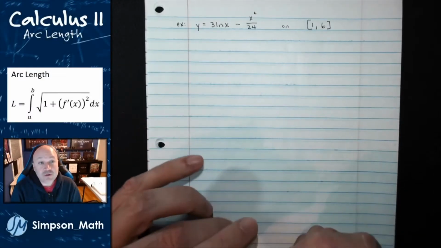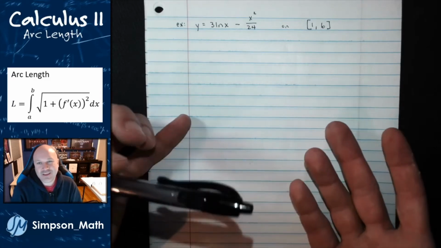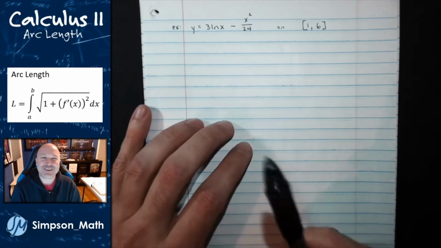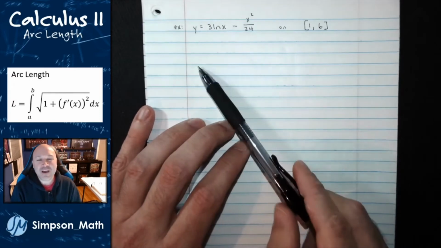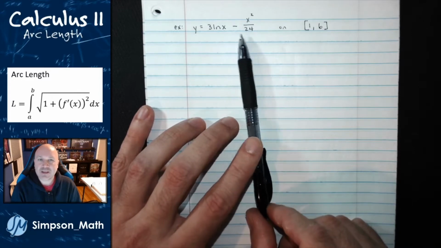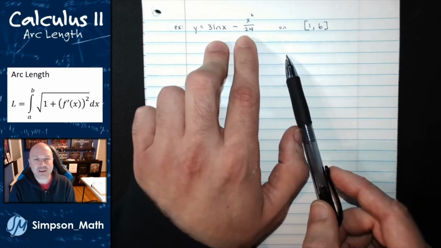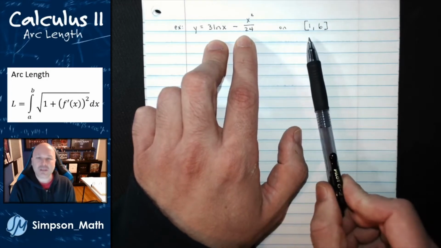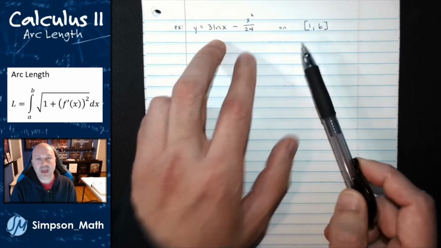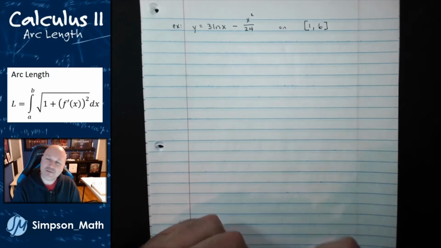In this video, we're going to use the arc length formula to find the length of some arcs. So in this example here, we have the function 3 natural log of x minus x squared over 24. And I just want to know what's the length of that curve along the interval 1 to 6. And this is really easy. You just shove it into the formula written above me.